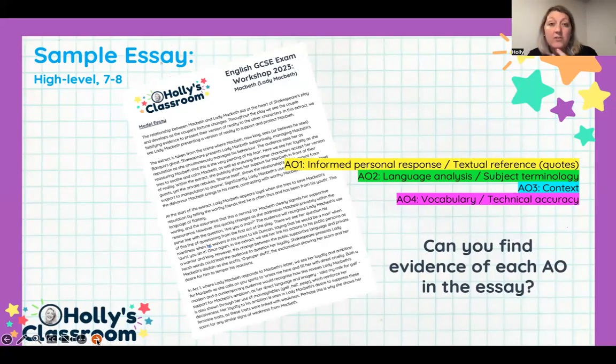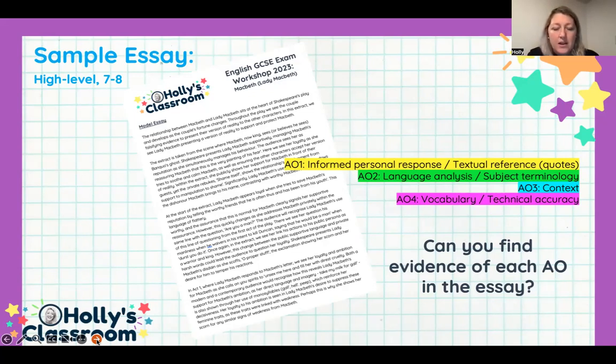So where have they shown that they've got a good understanding of what happens in the play and have used really good quotes to support that? Where have they done some really good language analysis and used subject terminology to show that they understand how it's been put together and what it means? And AO3, so the wider context, is that referenced anywhere in the essay? And finally, if there's something that you think is really well written, then that would be AO4.